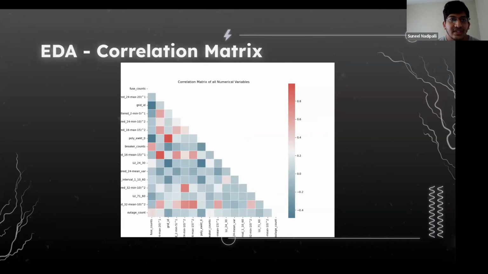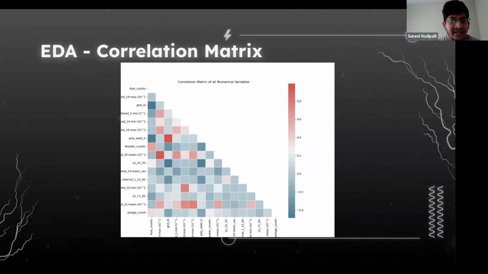Yeah, so in the end, after going through both EDA and feature selection, we selected 15 features that we felt were the most important in terms of the weight they held, as well as how directly they impacted the outage count variable.